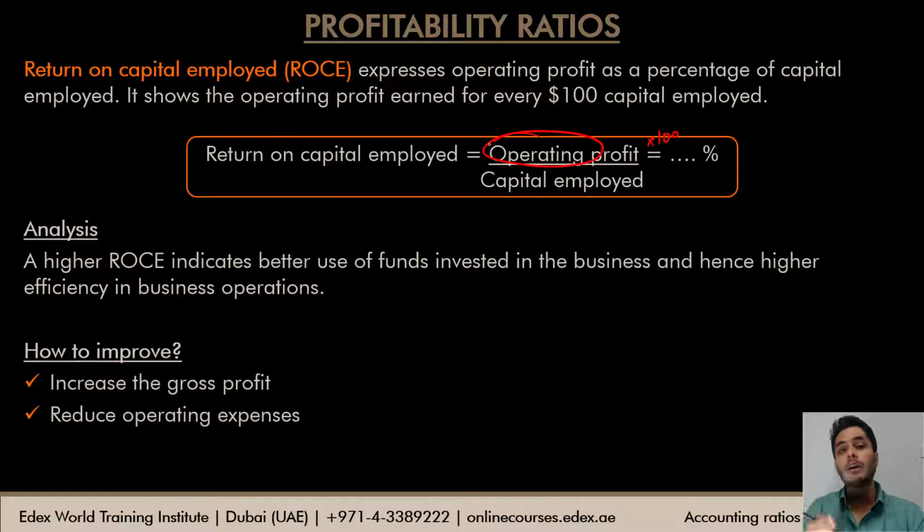One thing that you have to keep in mind is that the numerator is operating profit and not net profit. What do you mean by operating profit? I'll write the formula here. Operating profit refers to your gross profit minus your operating expenses. Now, operating expenses are all business expenses that you have to pay on a day-to-day basis, except your interest on loans or interest on debentures. So do not deduct the interest and you would be able to arrive at the operating profit.